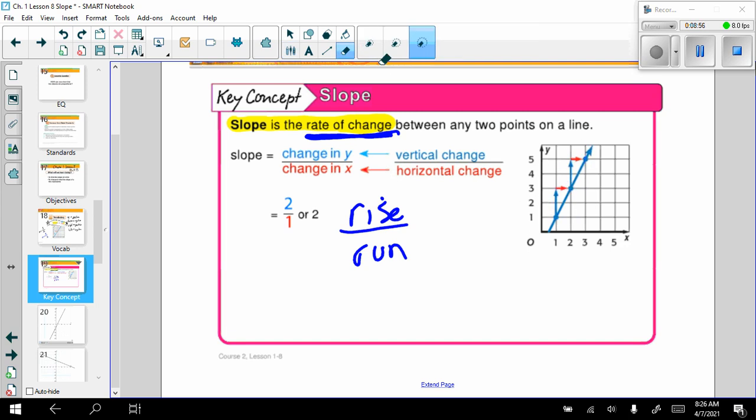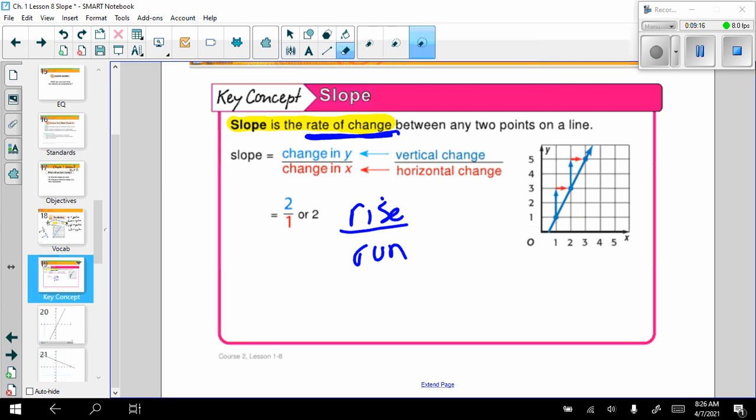You go up 1, 2, and you go to the right 1. Well, up is positive, there's my positive 2, and right is positive, there's my positive 1. So my slope is 2 over 1.